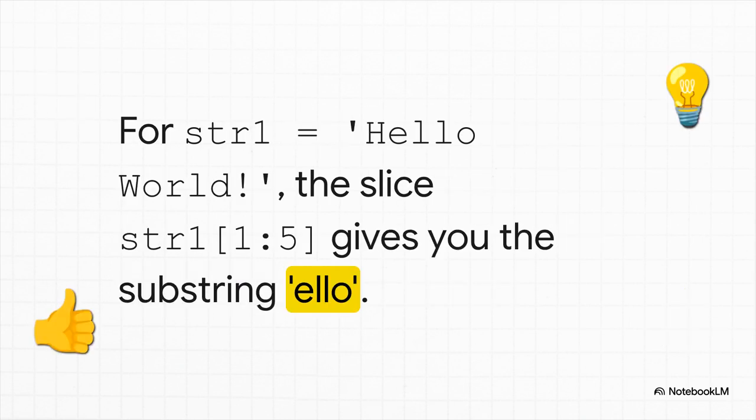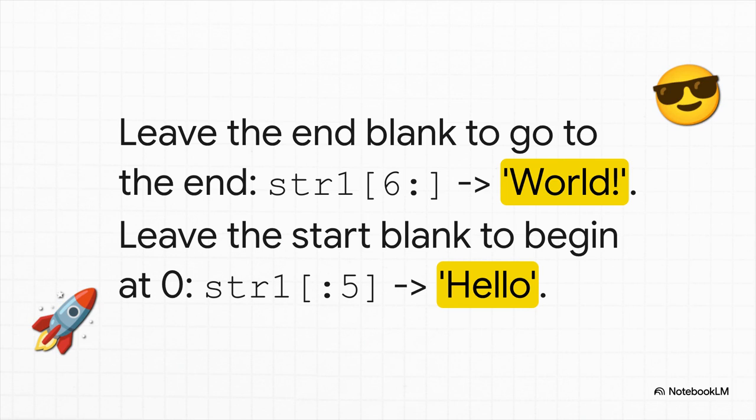Let's make that real. If we take our hello world string and we slice it from 1 to 5, here's what happens. We start at index 1, which is the E. Then we take index 2, L, index 3, L, and index 4, O, and we stop before we get to index 5. The result? LO. See how that works? And Python has some awesome shortcuts for us. If you leave out the end number, Python just assumes you mean go all the way to the end.